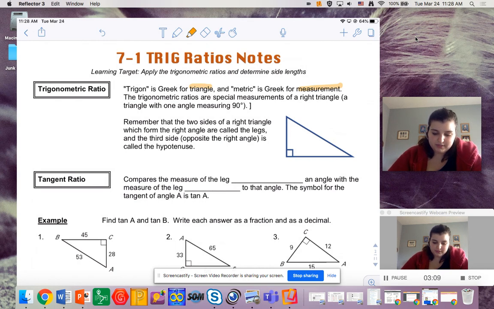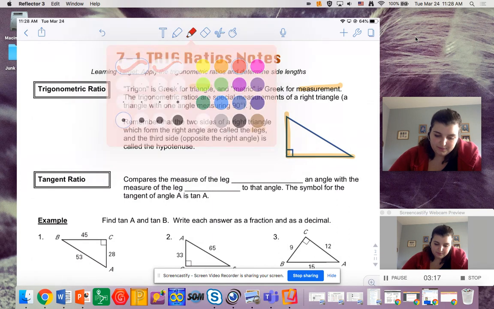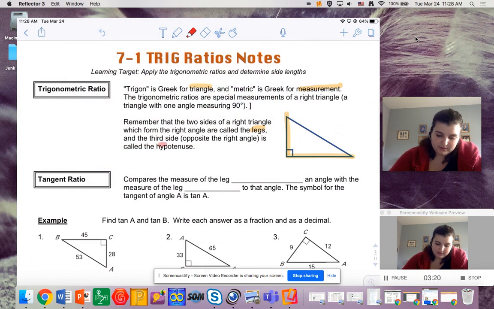Remember that the 2 sides of a right triangle which form the right angle are called the legs. So these are the legs. And the 3rd side opposite the right angle is the hypotenuse. Okay.